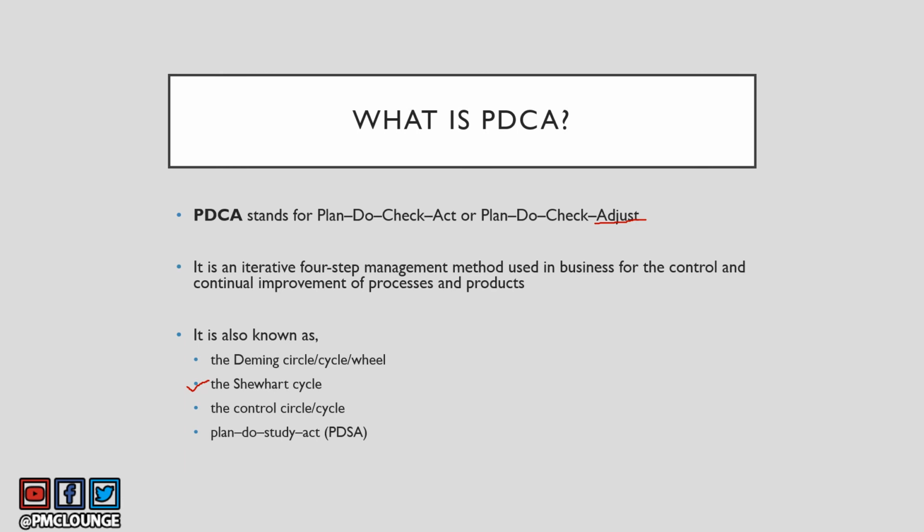All right, so the other names of PDCA are the Shewhart cycle, Deming circle, Deming cycle, or Deming wheel, the control circle or the control cycle, and PDSA, which means plan, do, study, and act.